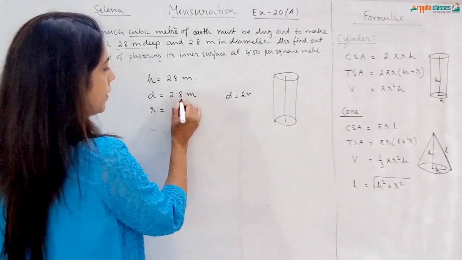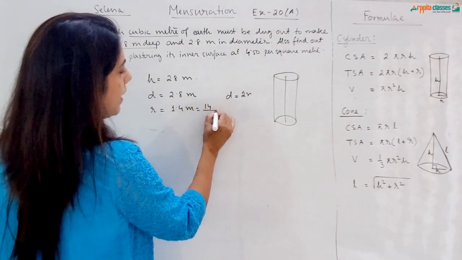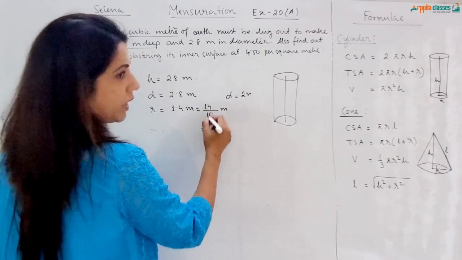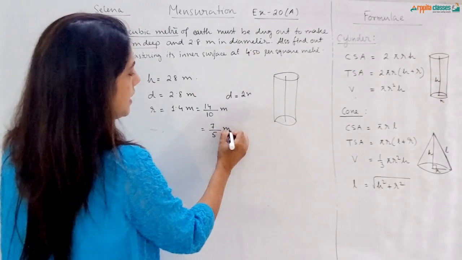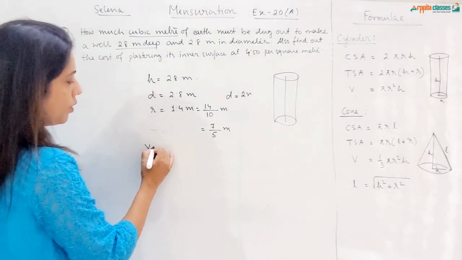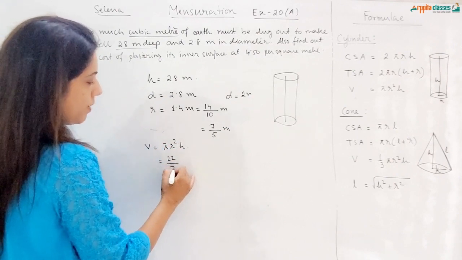So it will be 2.8 upon 2, that is 1.4 meter. We will convert it into a fraction, 14 upon 10 meter, that is 7 upon 5 after cancelling. 7 by 5 meter is the r. So we have to find out the volume. Volume, the formula is pi r square h. Pi is 22 by 7.